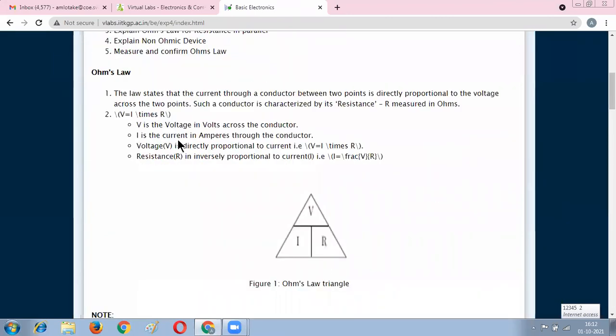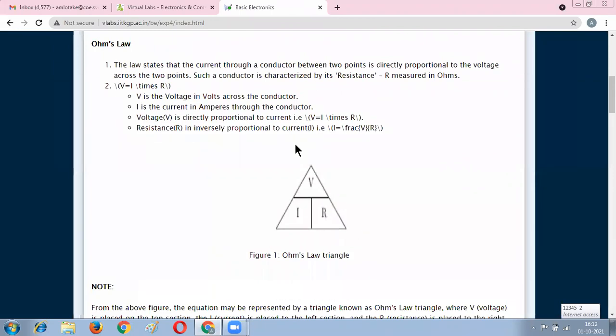Now, Ohm's law can be understood by this triangle also. That triangle consists of three elements, the first one being V. What does V stand for? Anyone? Participant? Sureka Kohli?